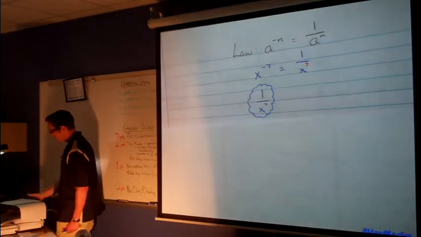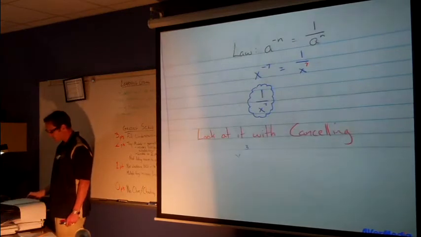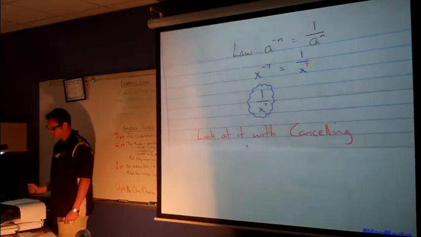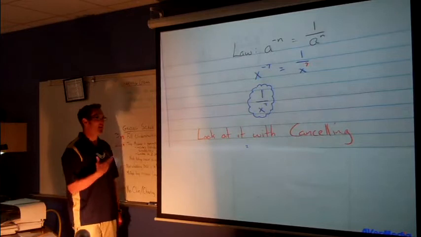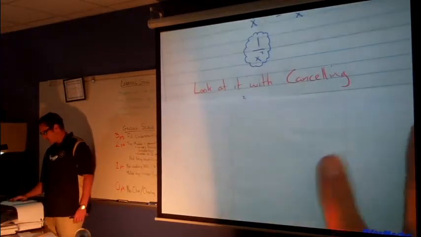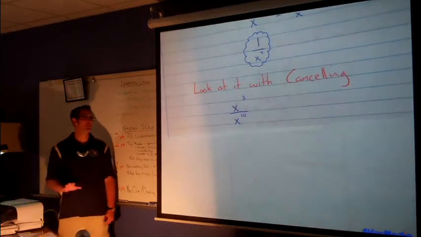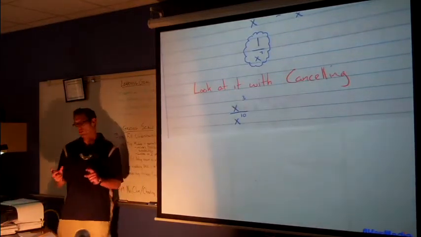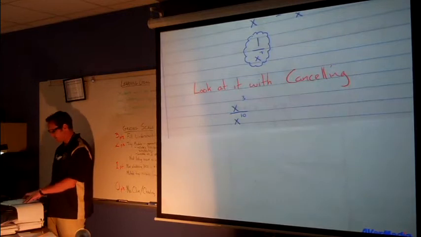But we can also look at it with canceling stuff, and this is the way that I look at it. Either way is fine as long as you're doing it correctly. So we have the same example, x to the third over x to the 10th. Let's look at it in the way of canceling things.